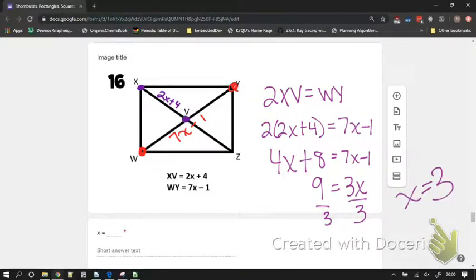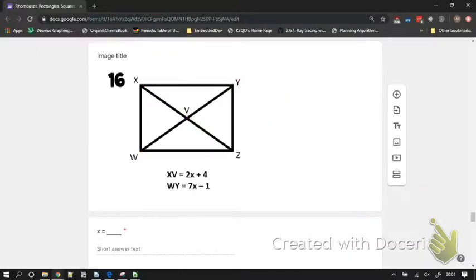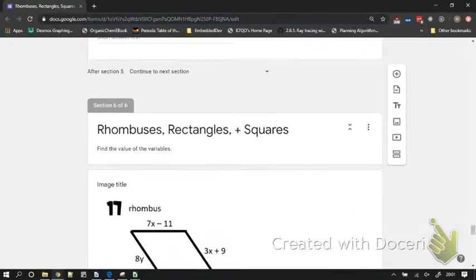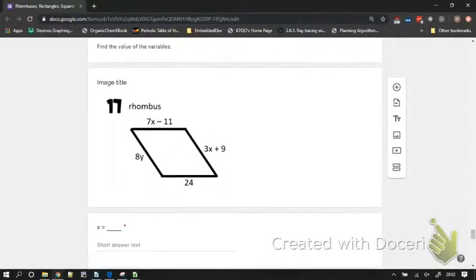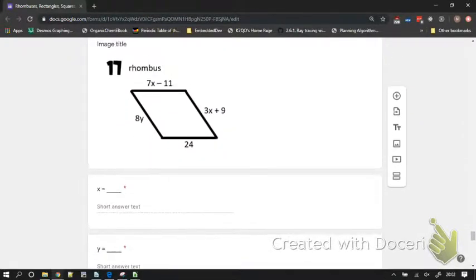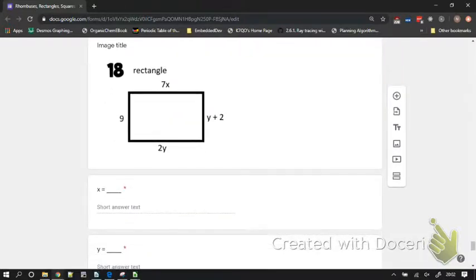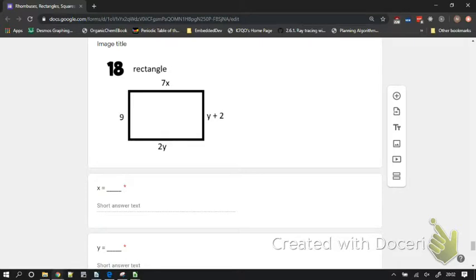Okay, and once you know x, then you should be able to find the other items that they would ask for. All right, let's keep scrolling. 17 shouldn't be so bad. In a rhombus, all the sides are congruent. So you could take the sides that involve the x and set them equal to each other. You could take 8y and set it equal to 24. In a rectangle, opposite sides are congruent, so I would recommend starting to find y first. Once you know y, you could plug it in and then find the x.